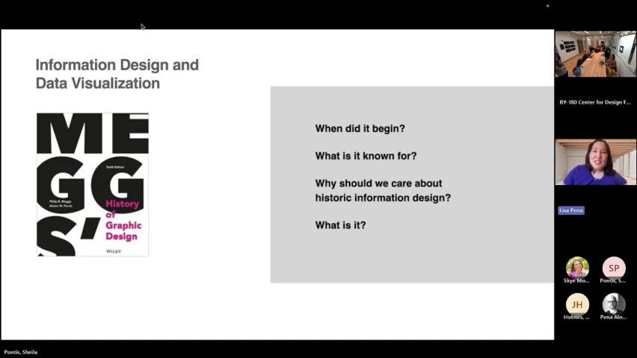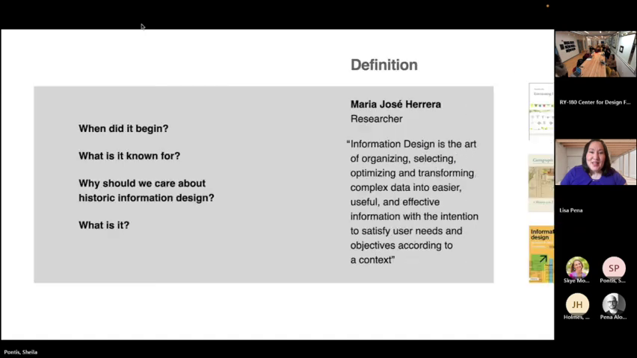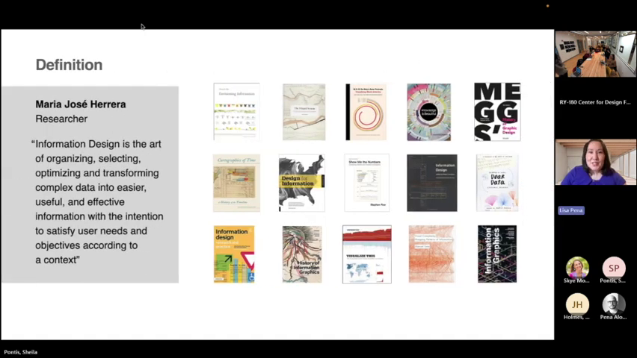And then what is it? This is another interesting way to define it, because depending again on the profession, you might get some different definitions. Go ahead, Sheila, please click. In my research, I came across another researcher, Maria Jose Herrera, and she had the same kind of question I had: how do we define it?